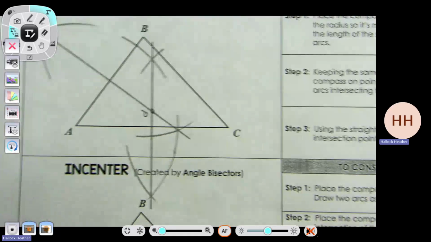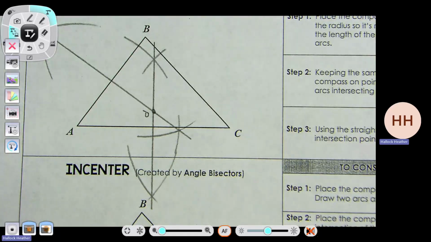So that's P. Now the whole point of the circumcenter is that it has congruent distance. It is equidistant from this center to each vertex of the triangle. So what we're going to do, this is the last step, is put the compass on P.